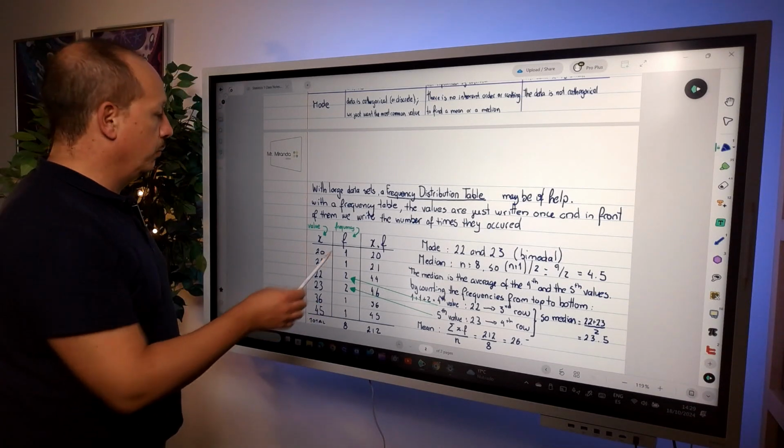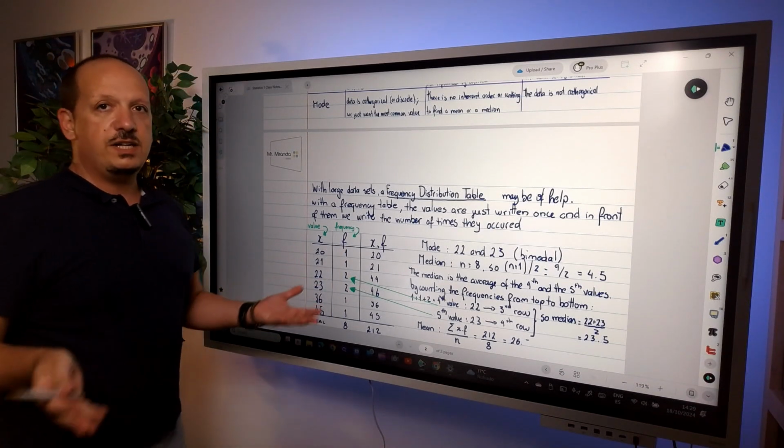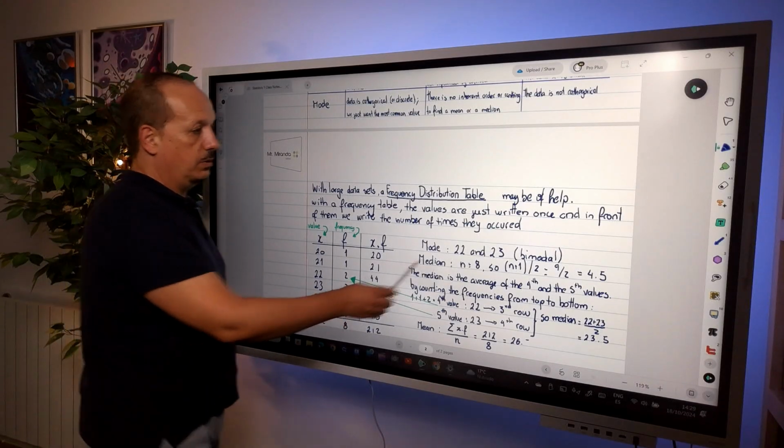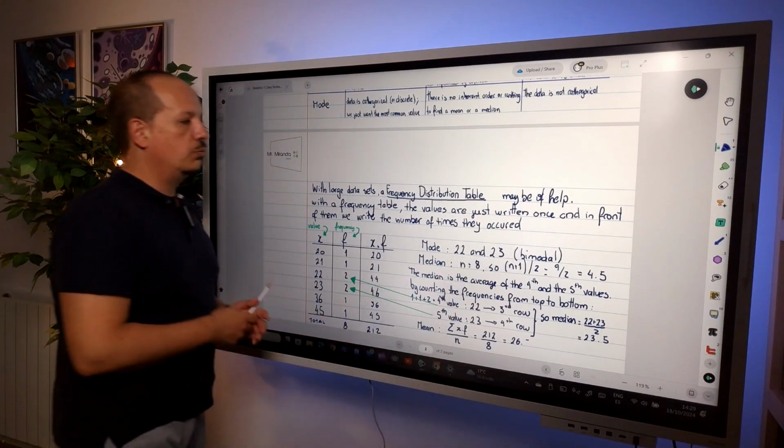So what is the mode? The mode in a frequency table is very easy to spot, as I mentioned before. It is the one with the highest frequency. So again, bimodal, the 22 and the 23.